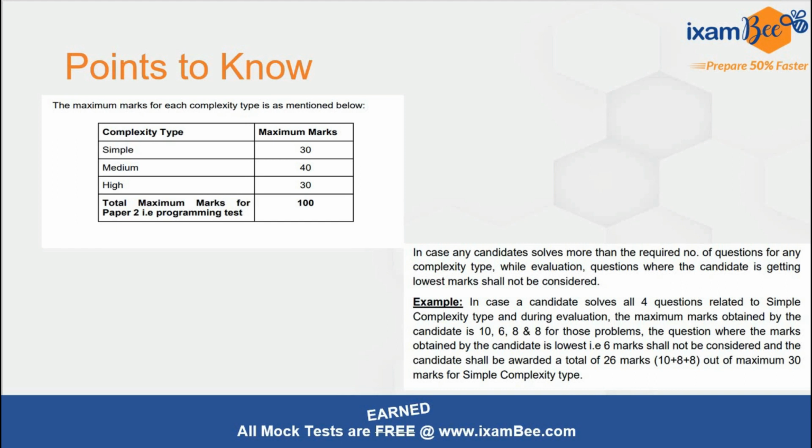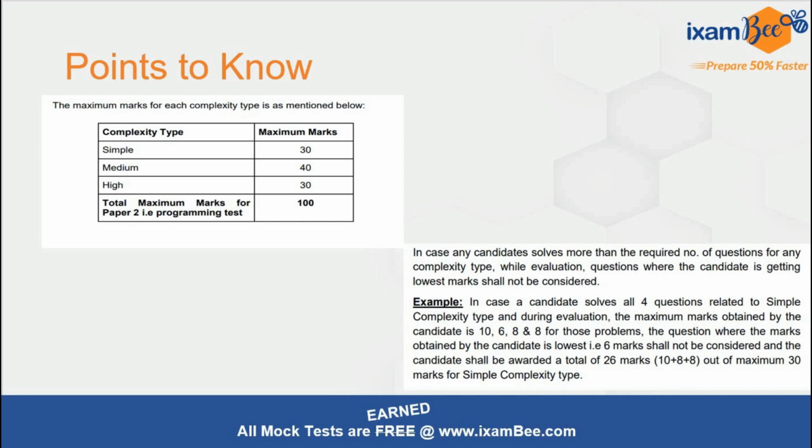Okay, so now let's talk about the things, how you are going to attempt the questions. Let's say you attempted all the 6 questions. Now there is 30 minutes left, and you are sure that you can't do better than this on those 6 questions. You have a chance that you can attempt any other questions as well. So in case where candidates are going to solve more than the required number of questions of any particular complexity type, they are going to get the marks for only the 6 questions.